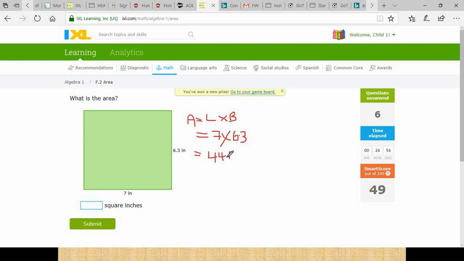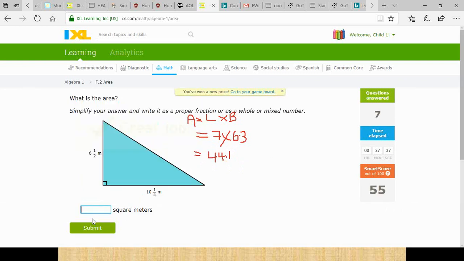44.1. Right, 44.1 square inches, okay? All right, let's submit that. So it is 44.1 square inches. All right, so that's good. Okay, so let's do that.